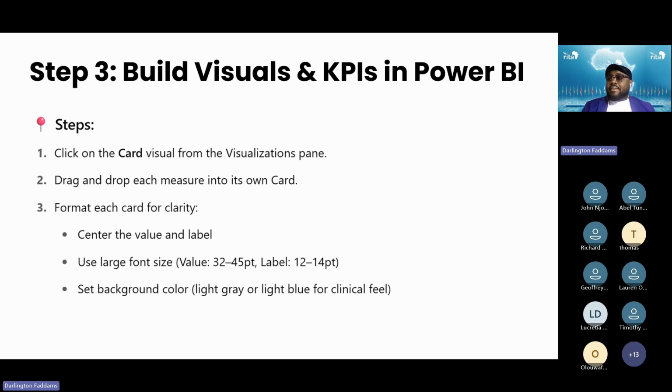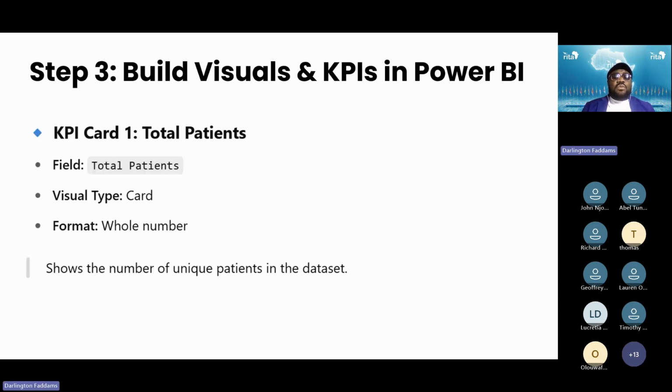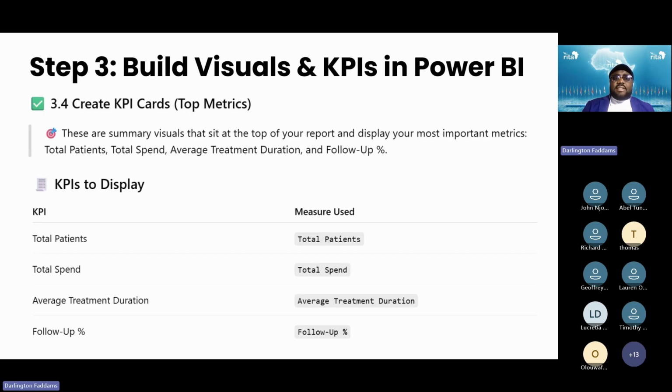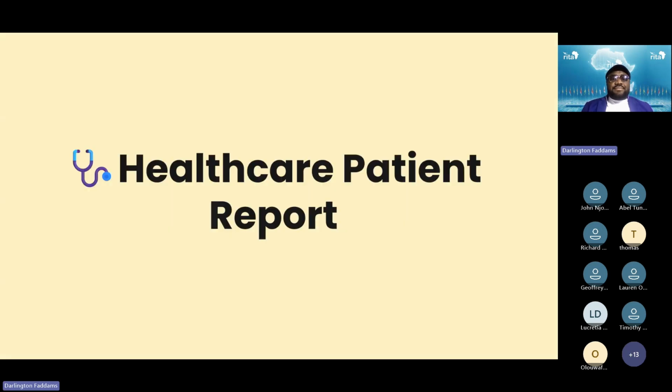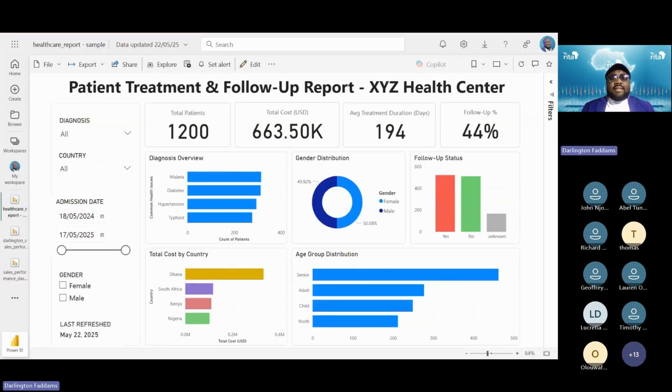And I'll go ahead and create the first one. That will be called total patients. And I will create it to look just like we have in our visual here. And so we have total patients, and then we will have total cost in USD, average duration days, and follow-up percent. So let's get to work and let's create total patients.